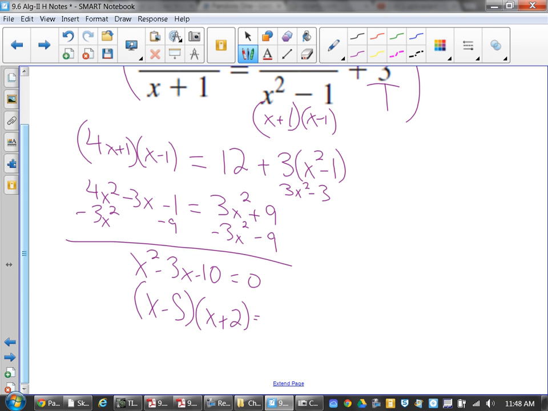So your two possible zeros, you have 5 and negative 2. I think they both work, right? Yeah, because you're not going to get 0 in either denominator, so that's going to be okay. That's usually all you have to worry about.